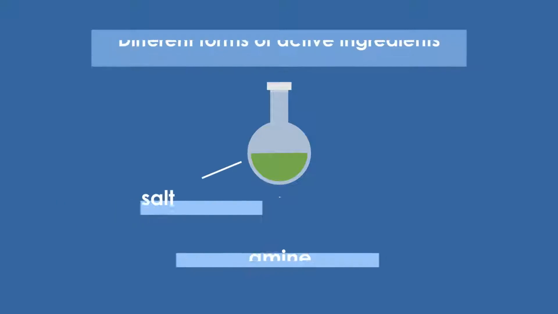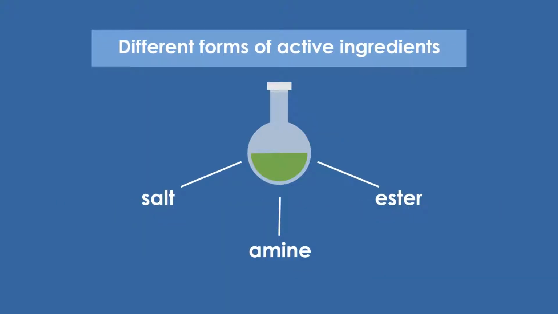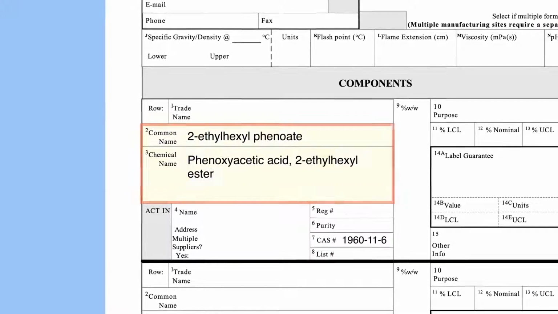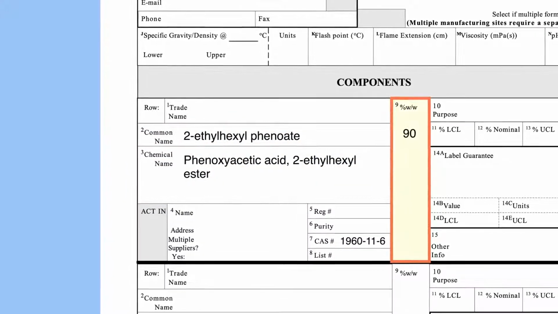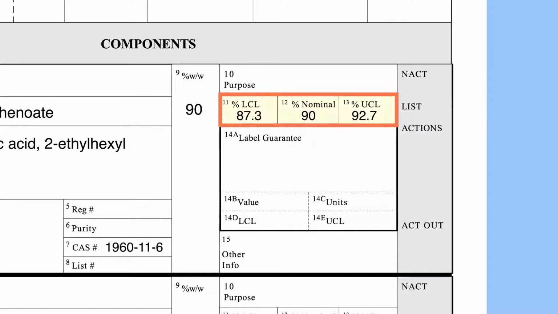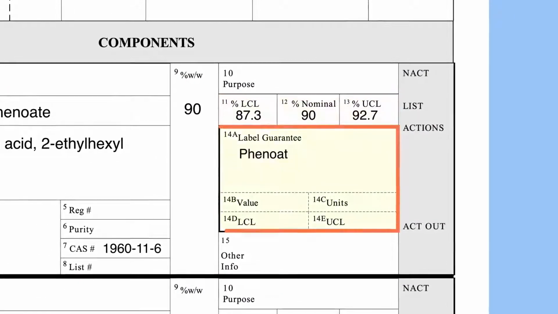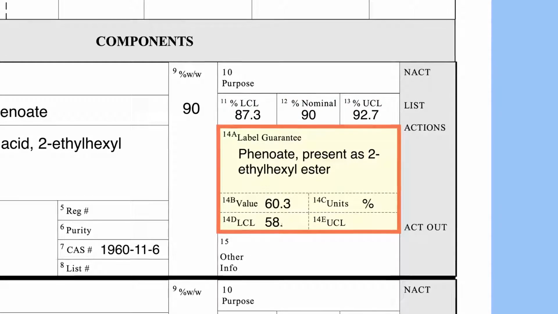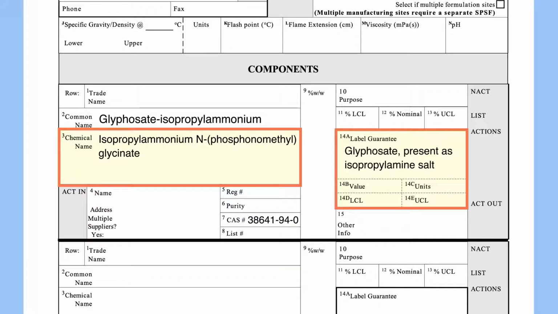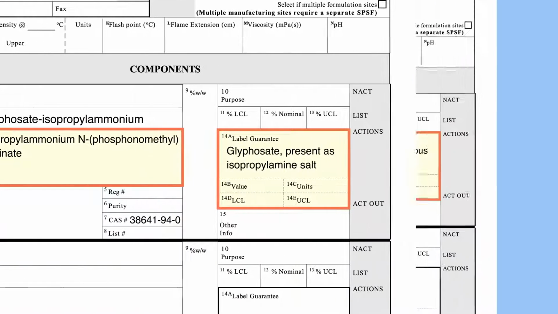Sometimes an active ingredient can be present in another form, such as a salt or ester. In this case, the label guarantee will show just the active portion. To enter the specifications, enter the name of chemical form actually present, then enter the weight percentage associated with this chemical. Next, enter the specifications of this chemical and the label guarantee that refers to the active portion only. Take a look at a few more examples of active ingredients present in various forms.